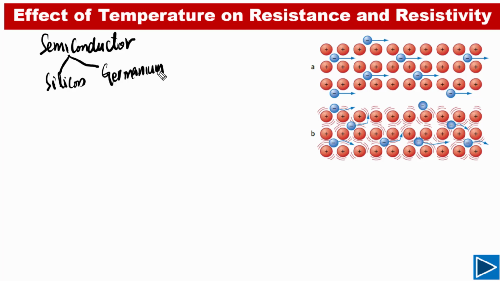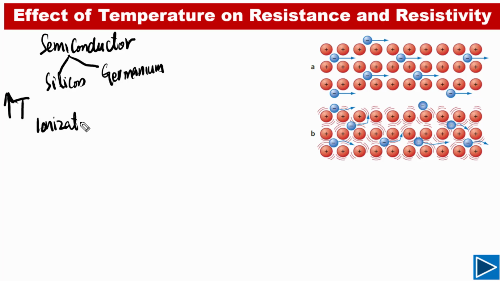Now let me explain why the resistance of a semiconductor decreases with increase in temperature. First thing we need to understand: when we increase the temperature of a semiconductor, ionization will take place.